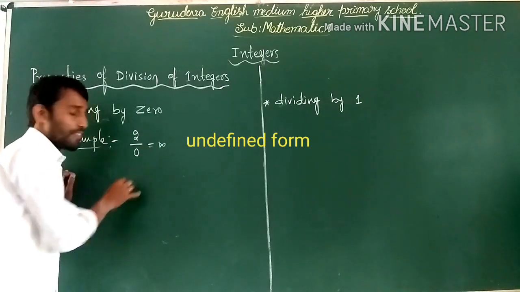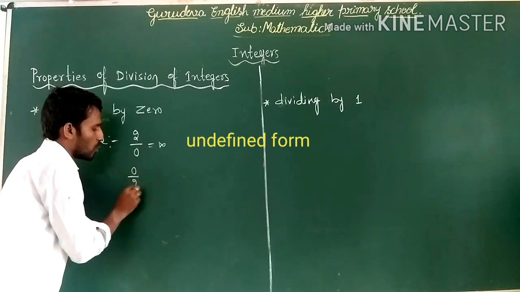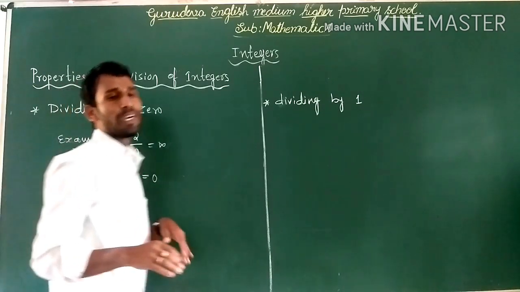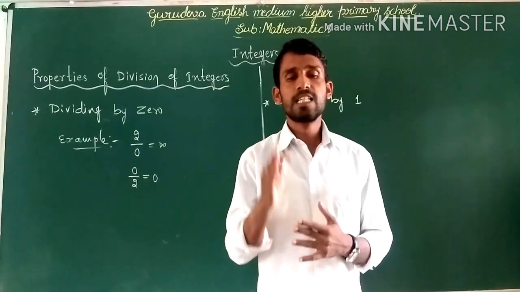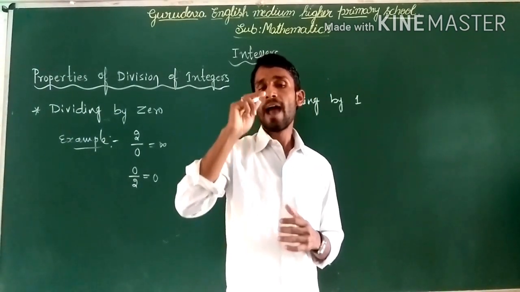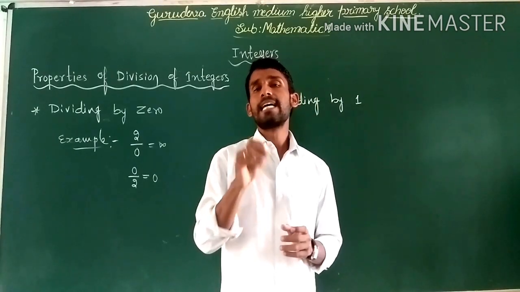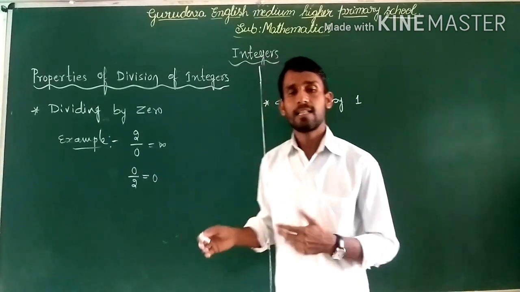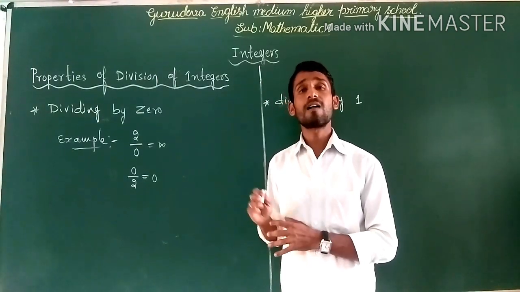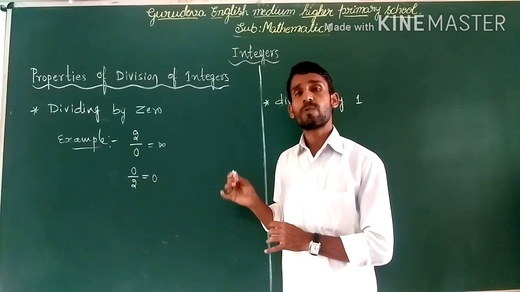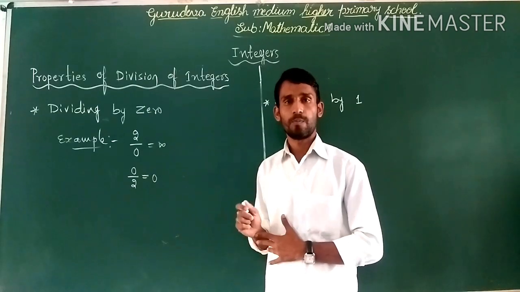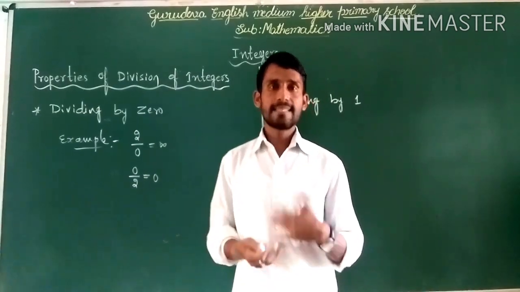Next, if you divide 0 by 2, what is the answer here? The answer is 0. So we can say that any integer divided by 0 is meaningless, and 0 divided by an integer other than 0 is equal to 0. For any integer a, a divided by 0 is not defined, but 0 divided by a is equal to 0 for a not equal to 0.